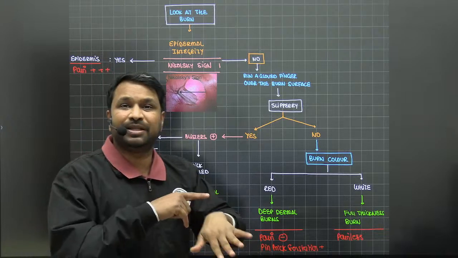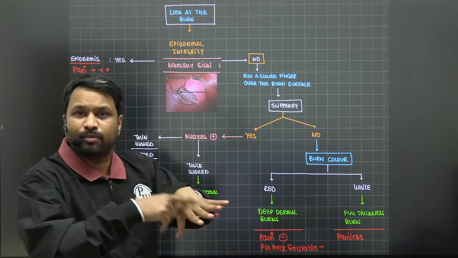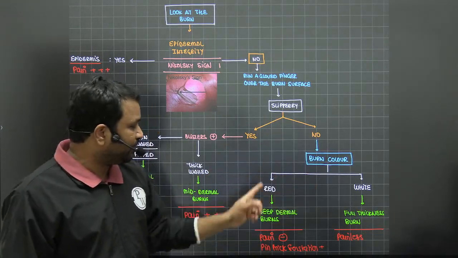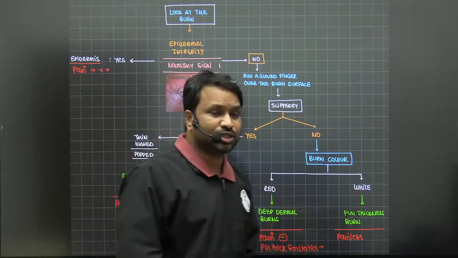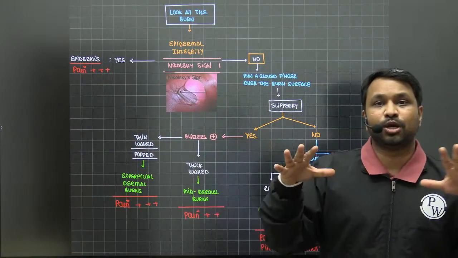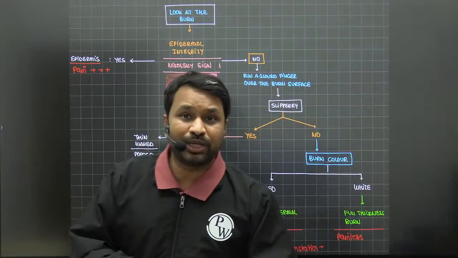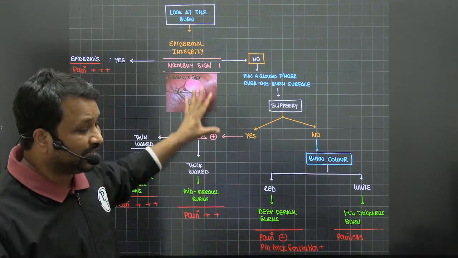If it is not slippery, that means it is resistive, you're not able to slide your finger. Then you look at the burn color. If it is red, it is deep dermal. If it is white, it is a full thickness burn. And this will ensure that you know the depth of the burn that you're assessing.